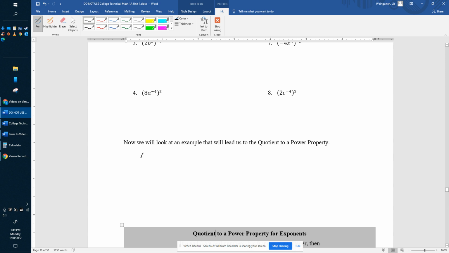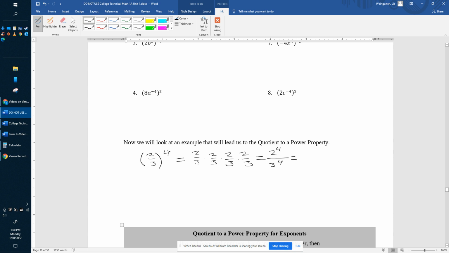And let's look at 2/3 to the 4th. So what does 2/3 to the 4th mean? It means 2/3 times 2/3 times 2/3 times 2/3. What do we get there? We have 2, 2, 2, 2, four 2's, 2 to the 4th on top, over 3, 3, 3, 3, 3 to the 4th on the bottom.